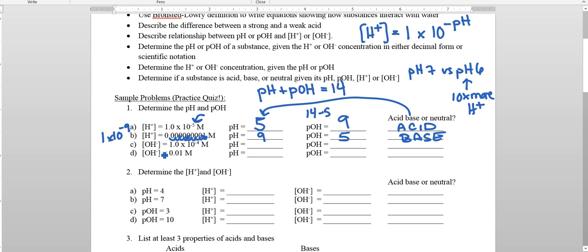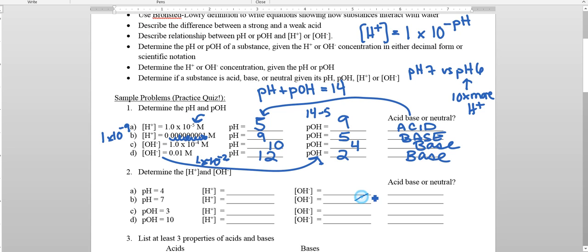All right, this one gives us the OH concentration. So the exponent in the OH concentration will tell us the pOH. So if the OH is 1 times 10 negative 4, the pOH is 4. And then we know pH plus pOH is 14, so my pH must be 10. Since my pH is above 7, this thing is also a base. All right, down here, again, this one's not in scientific notation, so we might want to write it out that way. This is 1 times 10 to the negative 2. So my pOH is 2. That means my pH is 12. And again, this thing is a base.